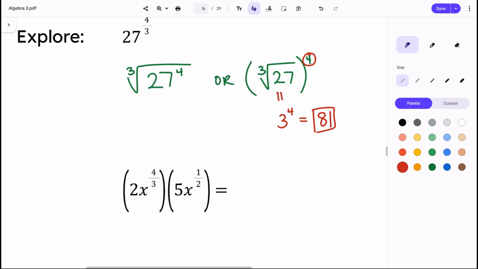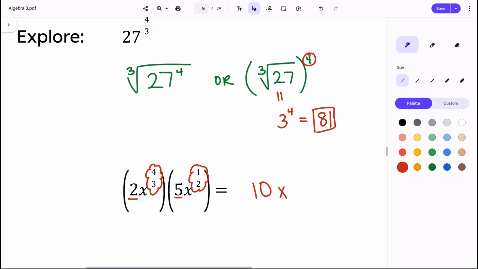Okay, now if you look at the next one, we're multiplying these terms. But remember when we talked about multiplying things with like bases, we add their exponents together. We're going to do that here. So I'm going to multiply the 2 and the 5 like normal. What's 2 times 5? 10. Now for my x, I have to add 4/3 plus 1/2. Okay, if you want to go about this the long way and find common denominators and add them, you can. Also, though, you have a calculator that you can use to quickly add fractions together. It might make that process a little bit faster for you.